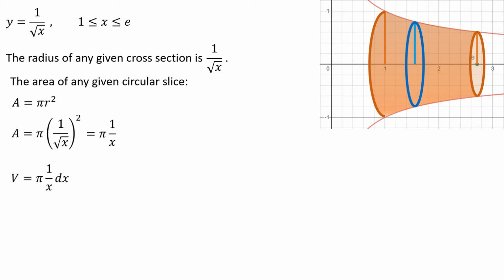And of course, it becomes volume if we think about the thickness of that slice. Right? So it's a circular slice, put in a little bit of thickness, and we got volume. So we need to go from 1 to e, and we need to integrate 1 over x dx. Again, since pi is just a coefficient, I put that out in front of the integral symbol to save myself a little bit of time.